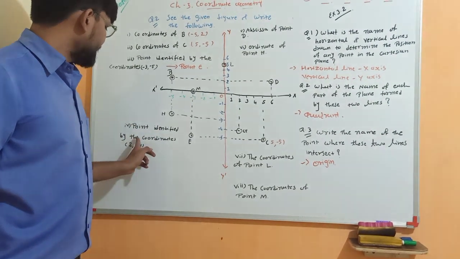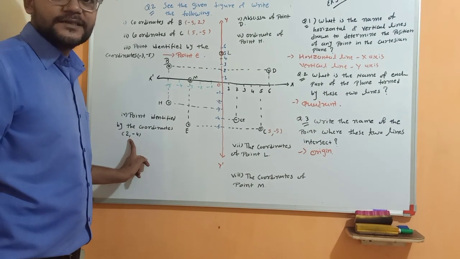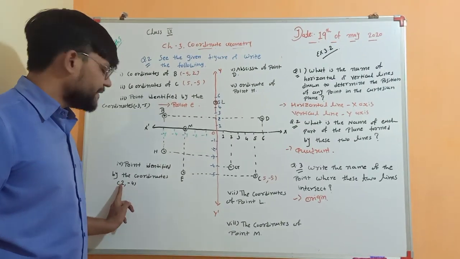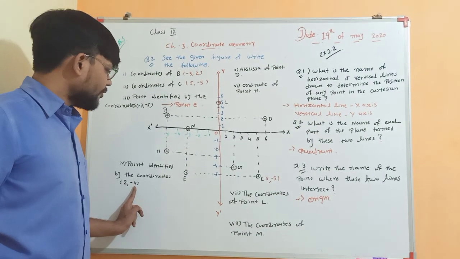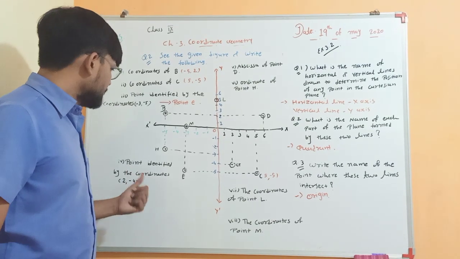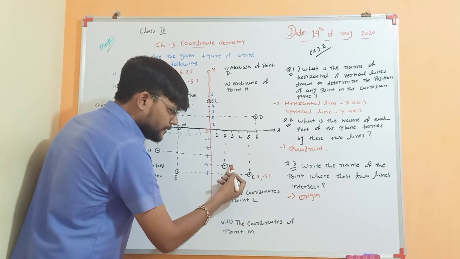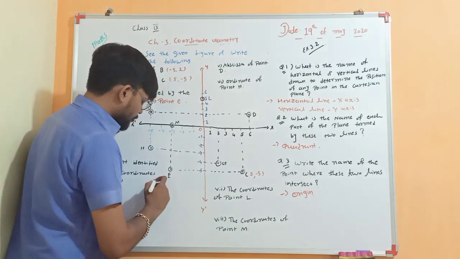Same as question 4. Here we have to identify the point by the coordinates 2 and -4. Now here your x coordinate is positive, y coordinate is negative, so it should lie in the fourth quadrant, right? So x is 2, y is -4. So this coordinate represents the point G.